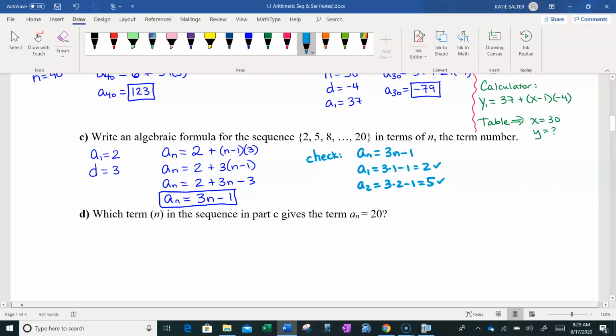All right, which term in the sequence in part C gives the term a sub n equals 20?